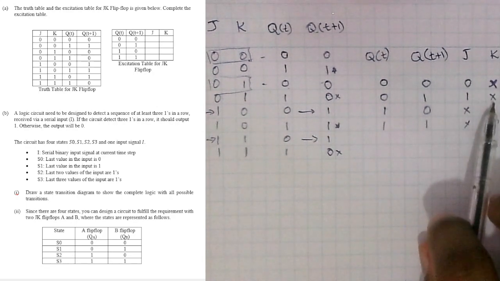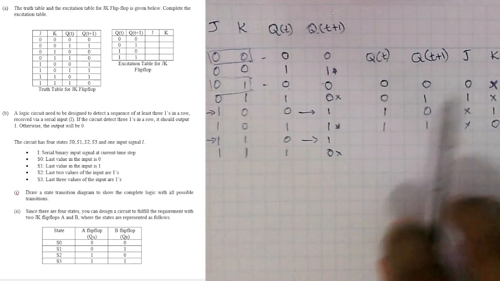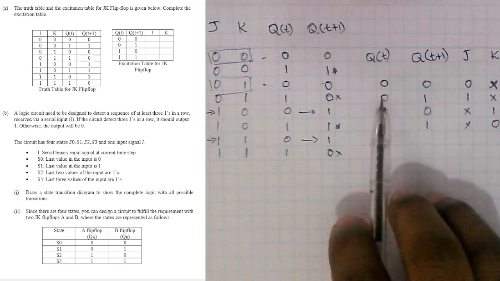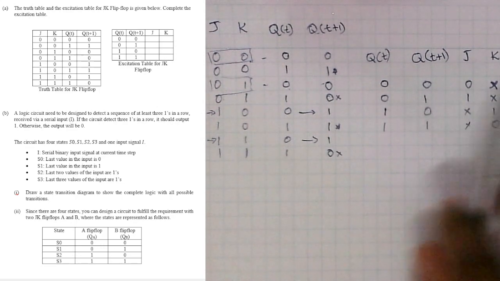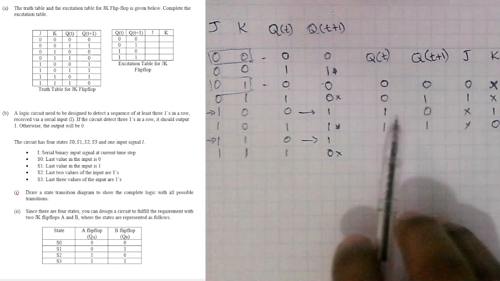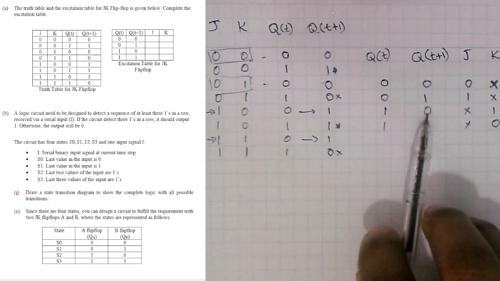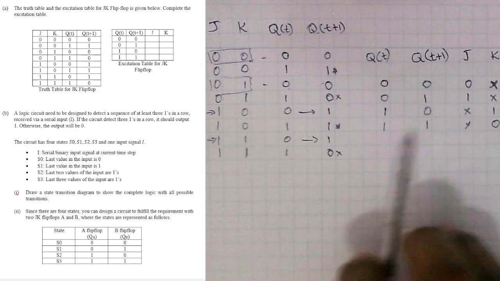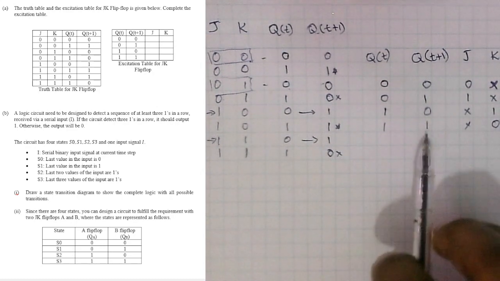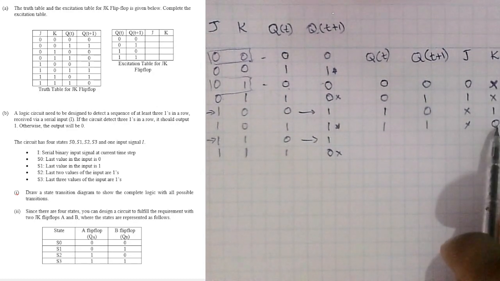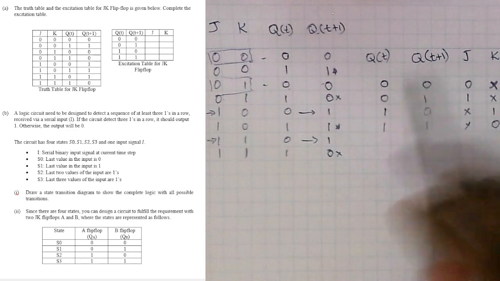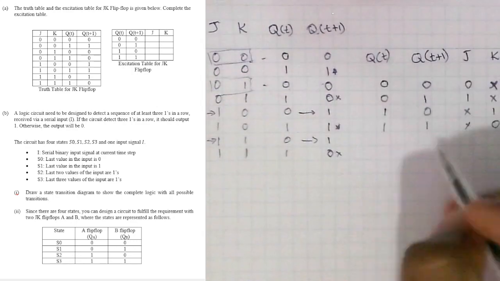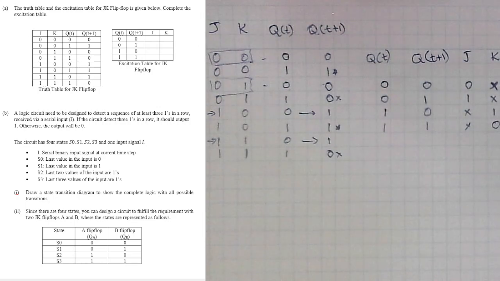Because if K is 1, it will be toggling, which is the same as going to 1. If it's 0 and going to 1, it means it's toggling, so it does not matter. For 1 to 0, K must be 1, so it also makes sense. 1 to 1 means we are not going to 0 at any time, so K must be 0. So this is the excitation table for the JK flip flop. Okay, so the first part is done.